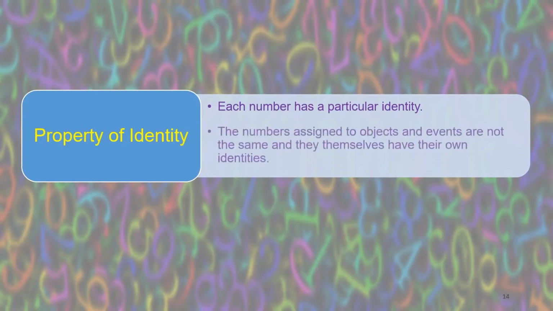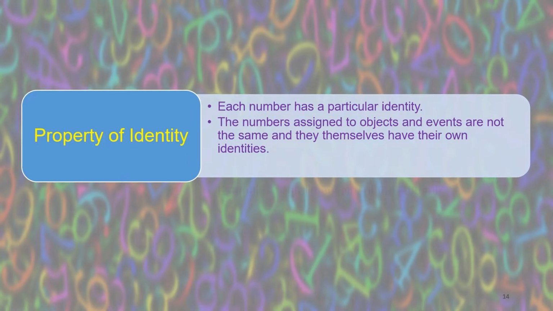Then further we can say the numbers assigned to objects and events are not the same, and they have their own identities. So you will find that the numbers we assign to any learner, any student, or any article or object are different in identity. Okay, just as an example, enrollment of the students. When you took admission in your college or school, you must have been assigned a roll number or an enrollment number.